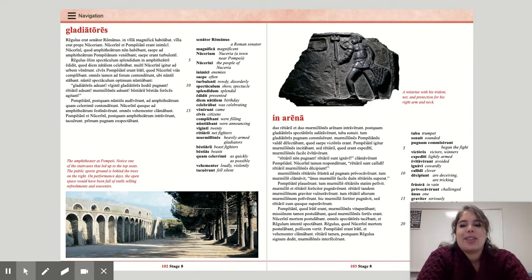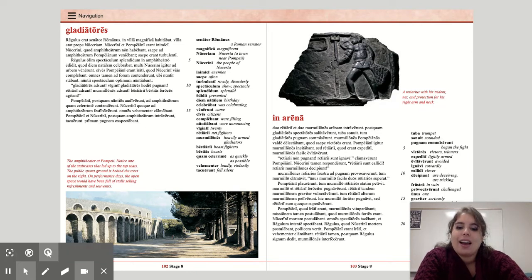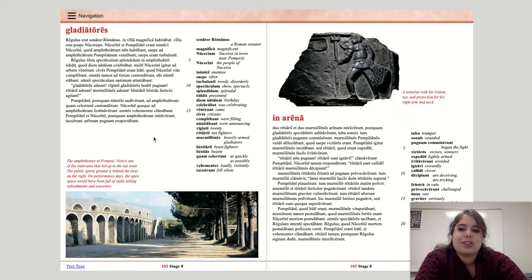We're going to be going through the passage gladiātōrēs in stage 8 of your Cambridge Latin course webbook. So this is on page 102. So make sure you have your webbook ready to go so you can use this while translating. And also don't forget to use the Explore the Story function on Cambridge Elevate to help you with unfamiliar vocab as well. So in part 1, you guys know the drill.